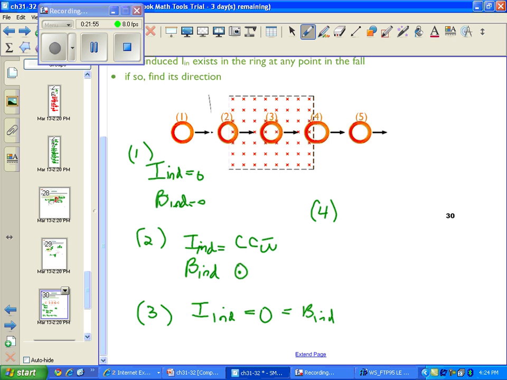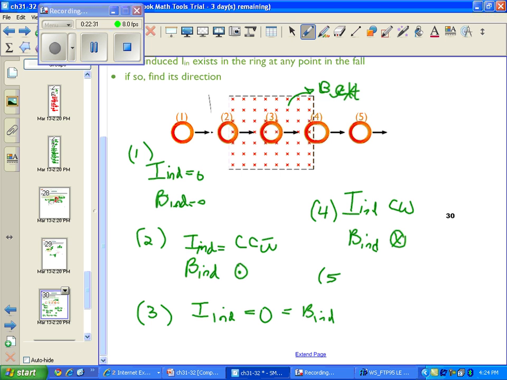In position 4, the magnetic field is getting weaker, there's less lines cutting through. The induced magnetic field tries to prevent this reduction by lining up with the external magnetic field. See, this is the external magnetic field. External here. Again, to get the direction of the induced current, we use the right-hand rule from chapter 30, and we find that the induced current is in the clockwise direction.